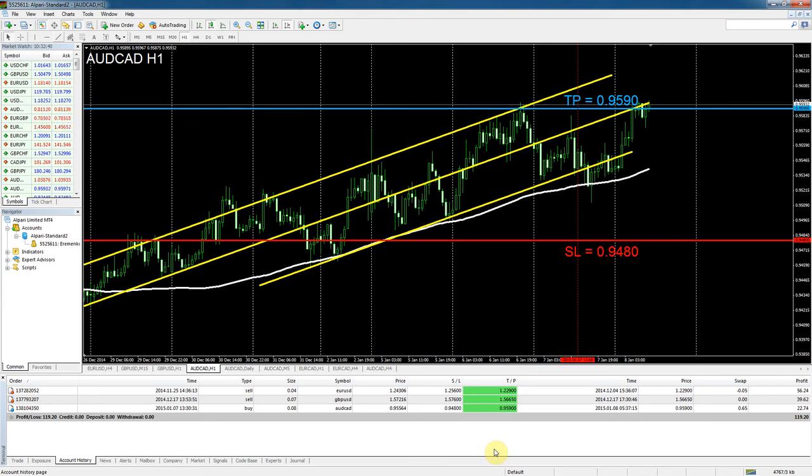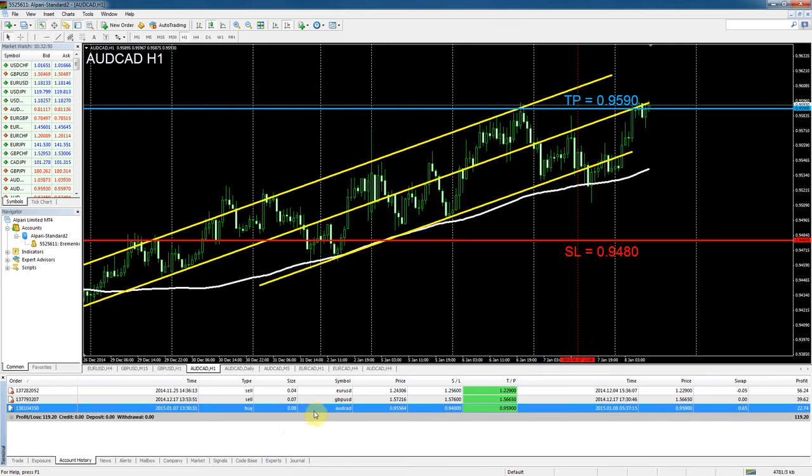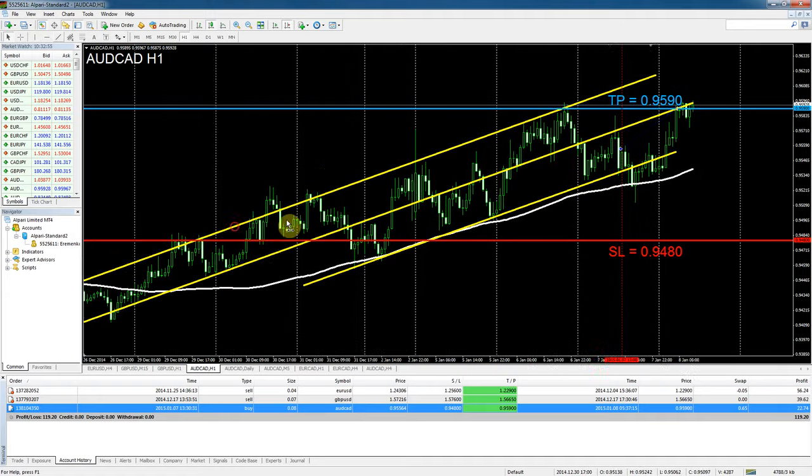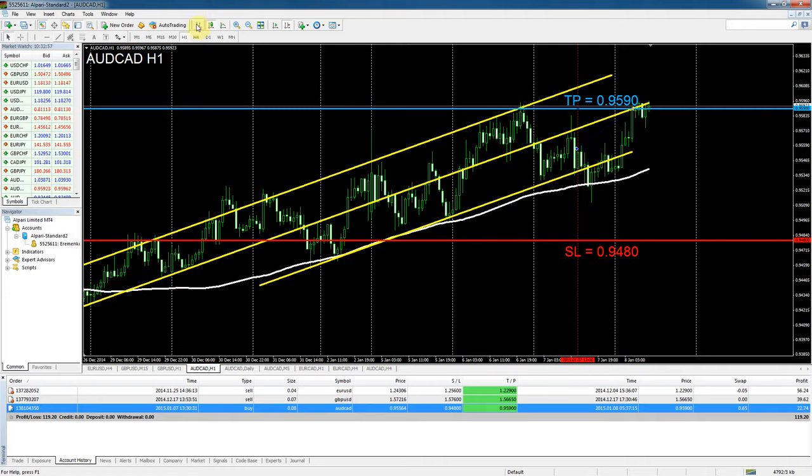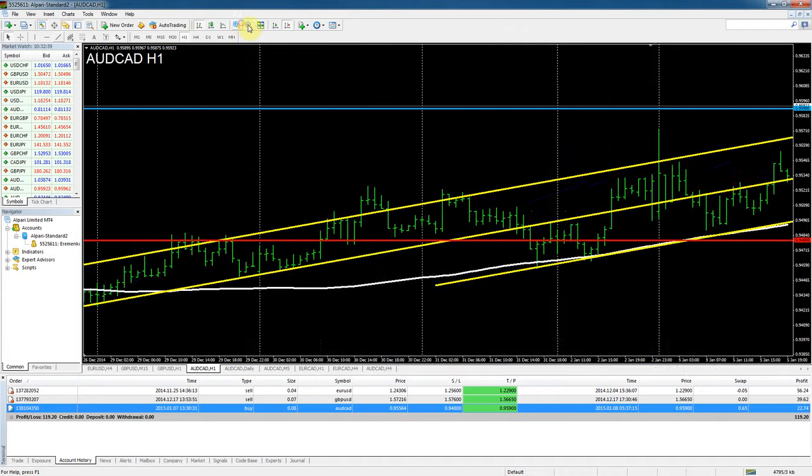For now, let's just quickly have a look at how this order played out and what we can learn from this particular trade that we conducted yesterday. So as usual, I'm going to drag the order onto the chart so we can see it there, and I'm going to change the chart to a bar chart so we can see things a bit better.